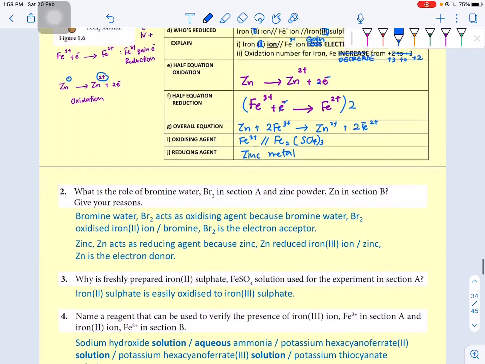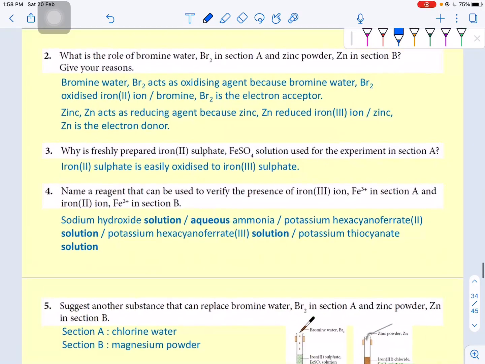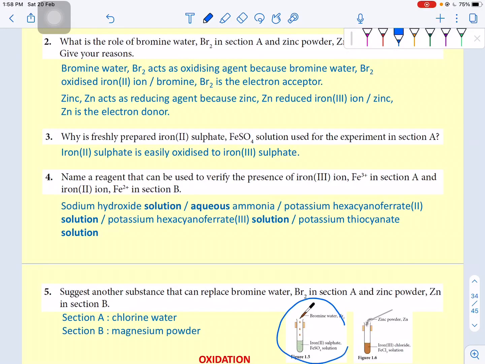Okay, what is the role of bromine water? Bromine water tadi in the first experiment yang kita pakai iron 2 tadi. So the role is an oxidizing agent. You can refer back to the table. The reason because bromine water oxidize iron into bromine, and it is electron acceptor. And then zinc in the second experiment, dia act as reducing agent because zinc reduce iron 3 ion into iron 2. So zinc is also the electron donor. Okay, ni just nak tulis dalam bentuk complete sentence because just now I ajar dalam bentuk table.